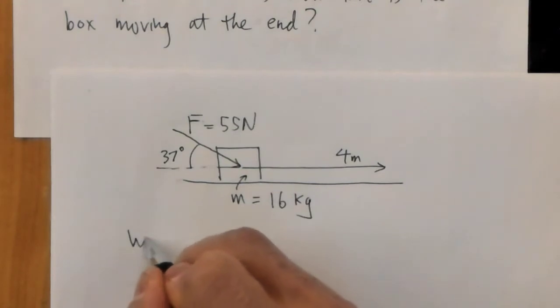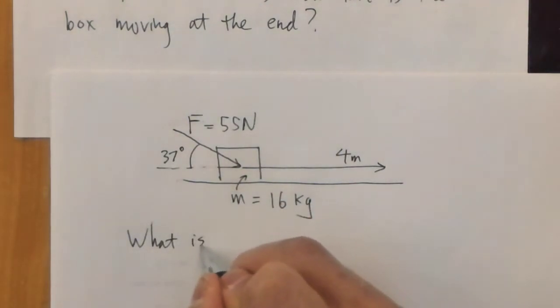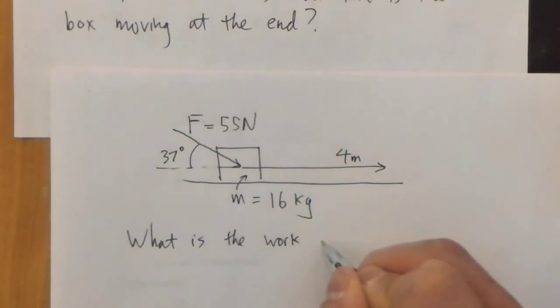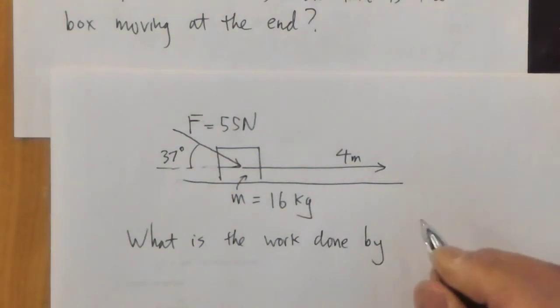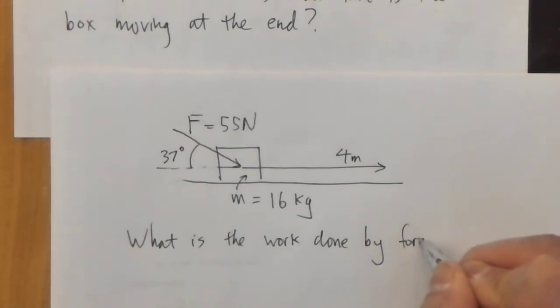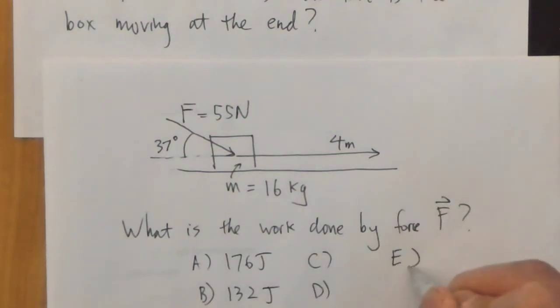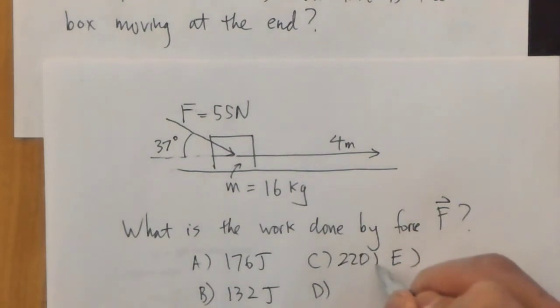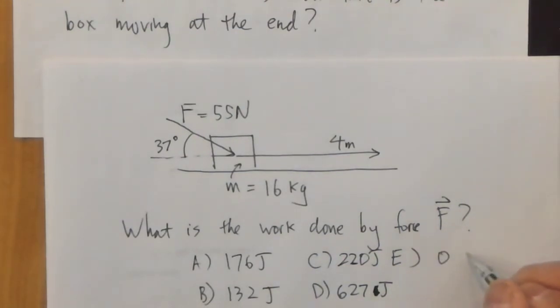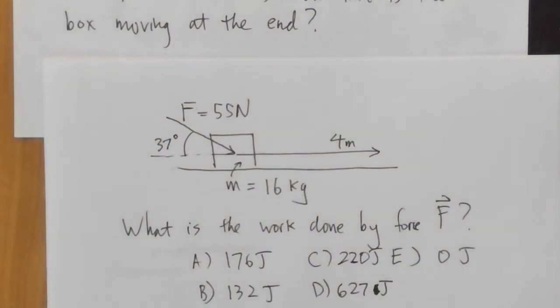The question is, what is the work done by force F? Okay, A, B, 76 joules, 132 joules, C, D, E, we have 220 joules, we have 627 joules, and then we have 0 joules. Okay, and I'll open up the poll now.